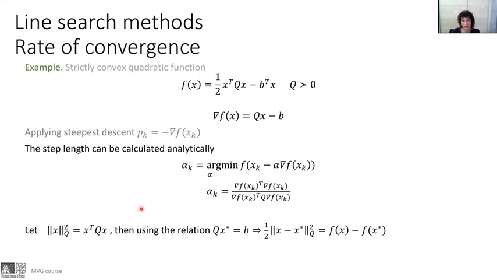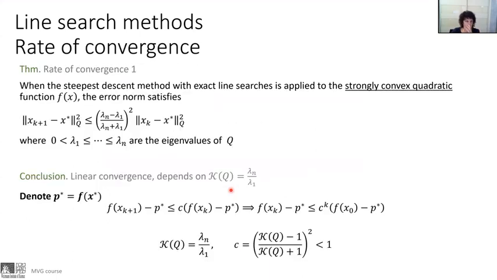First of all, let's analyze a strictly convex quadratic function. So if I have a strictly convex quadratic function such that the Hessian is strictly positive definite, and this is the gradient, and I apply steepest descent in the direction of minus the gradient, and I take the step length that can be calculated analytically in this case to give me the largest reduction in the function. I'm not going to describe it, I'm just writing it here.